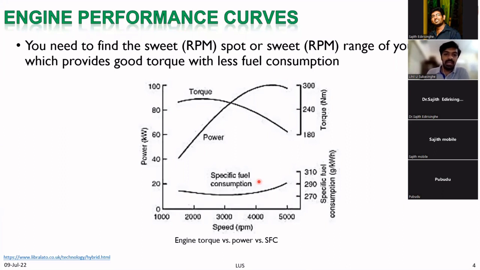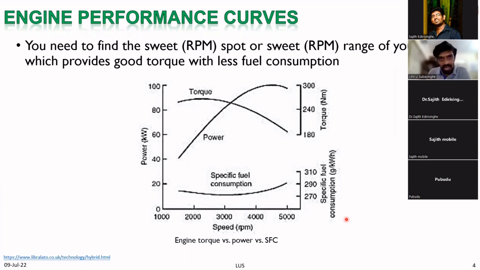Now, in this graph, you can see that there are three different parameters shown. Starting with the power, engine power variation with respect to the engine RPM. RPM stands for revolutions per minute. In some vehicles, you can see the RPM meter right next to the speedometer.